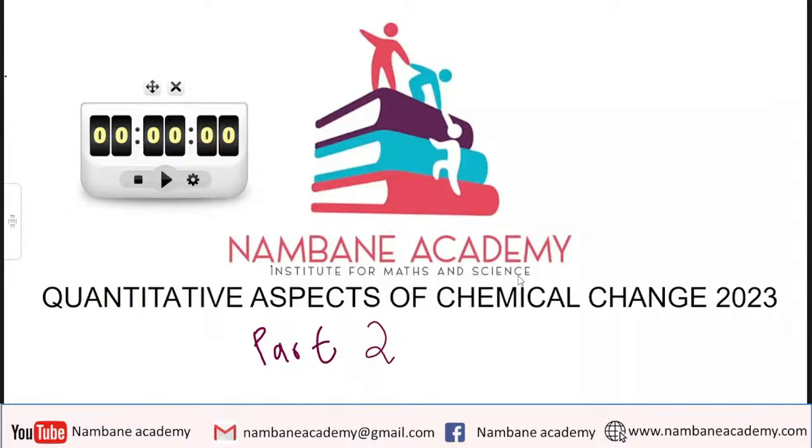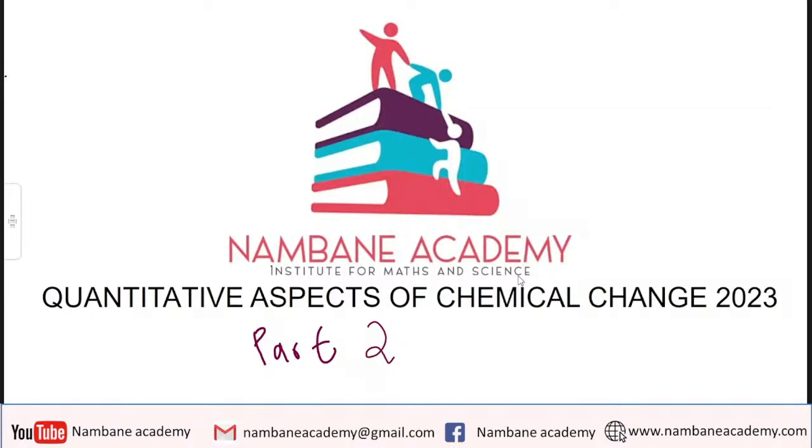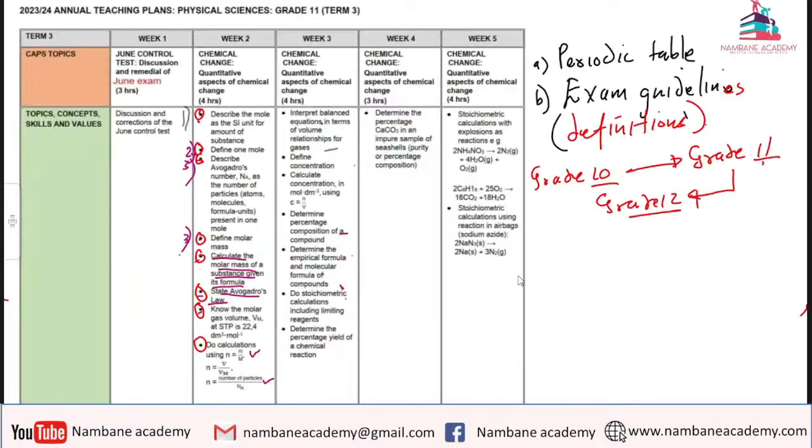But before we start, let's have a quick recap of everything that we did yesterday. We explained what quantitative aspects of chemical change is. We looked into the annual teaching plan, of what it is that we need to know when doing this particular topic. So the thinking is we plan and intend to address all the bullets that are on the ATP.